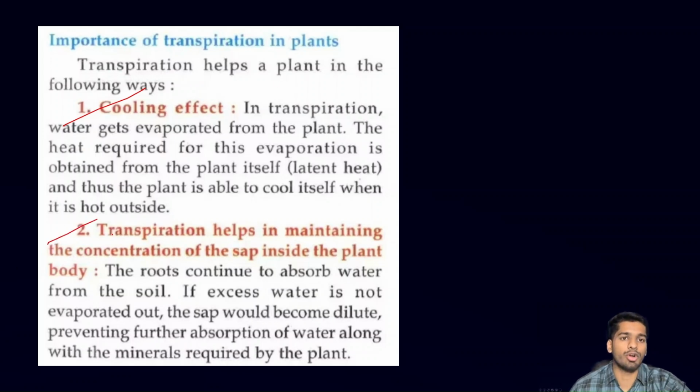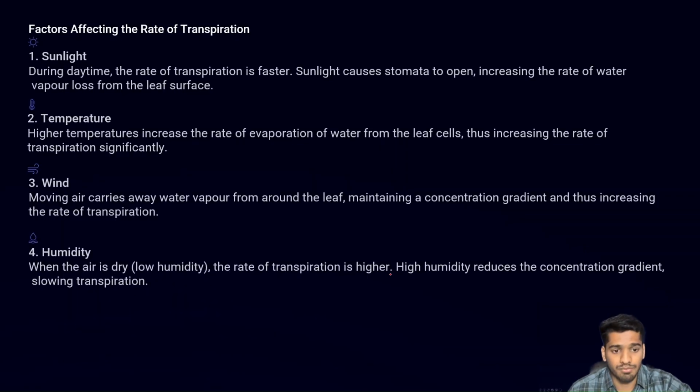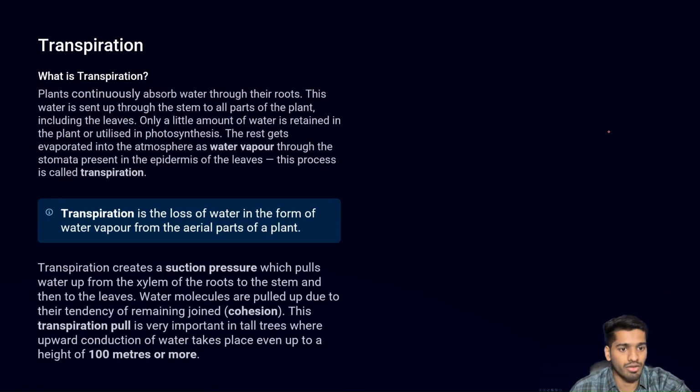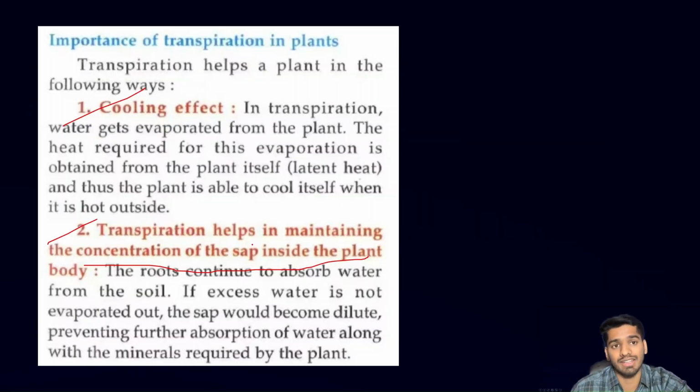The second one is it is going to maintain the concentration of sap inside the plant body. If there is no transpiration, there is no pull of water, all the molecules will stop moving. So there will be no more flowing of nutrients inside the cell. Why do we need water? It is for photosynthesis. But with this water, what is coming with it? That is your nutrients, that is your minerals. If there is no transpiration, the nutrient flow will be stopped. There will be no flow of nutrients, then the plant growth will be affected. So it is going to help in maintaining the concentration of sap inside the plant body.